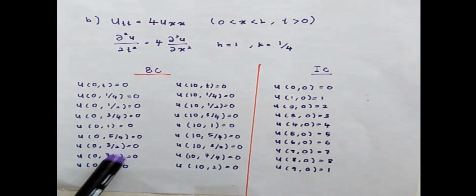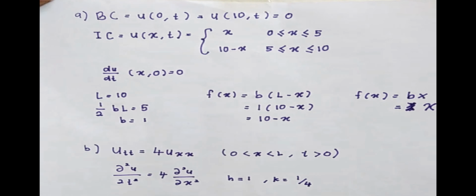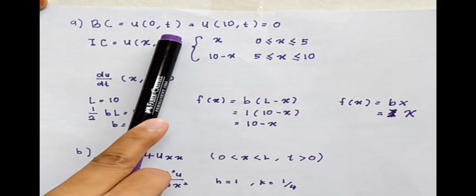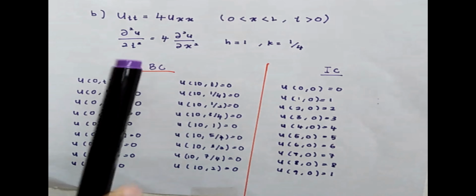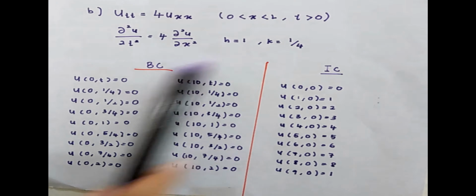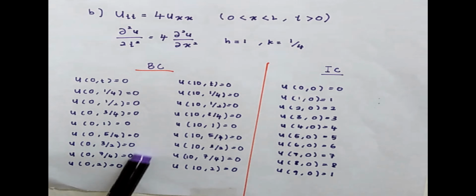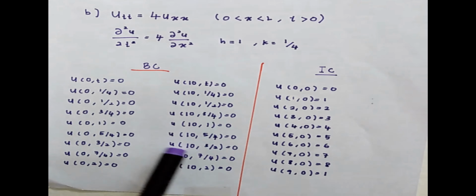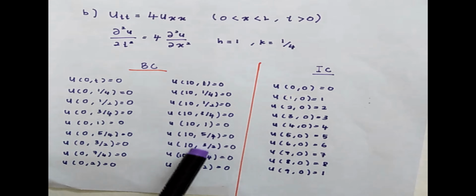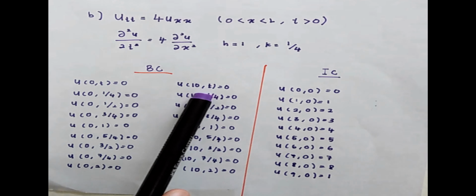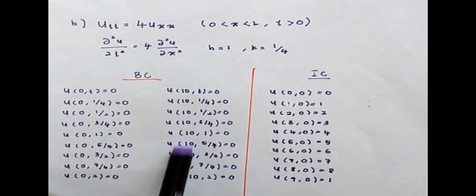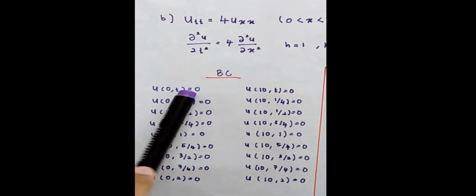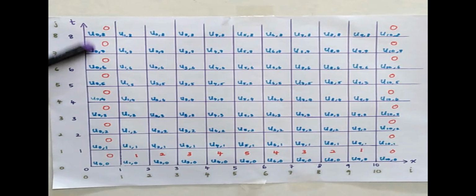And then we find the boundary condition by using u(0,t). So we substitute the t, which is step size 1 over 4, so it will become like this. And then the second one is we substitute t equals 1 over 4, but x is equal to 10. Next, we substitute all these zeros into this table.